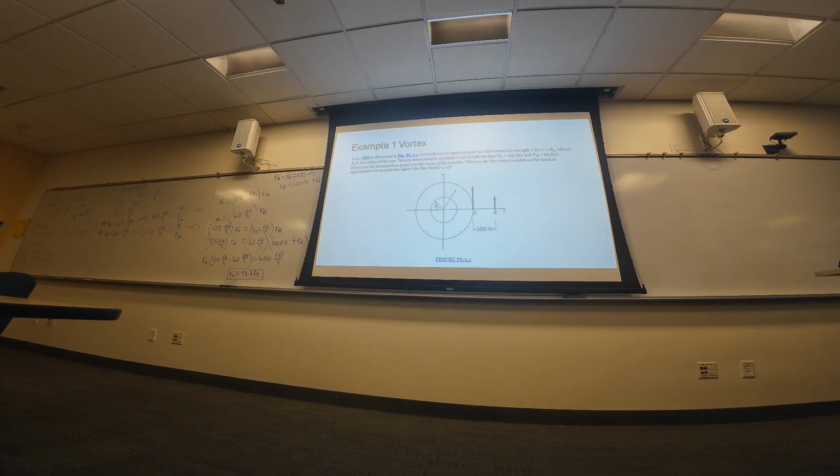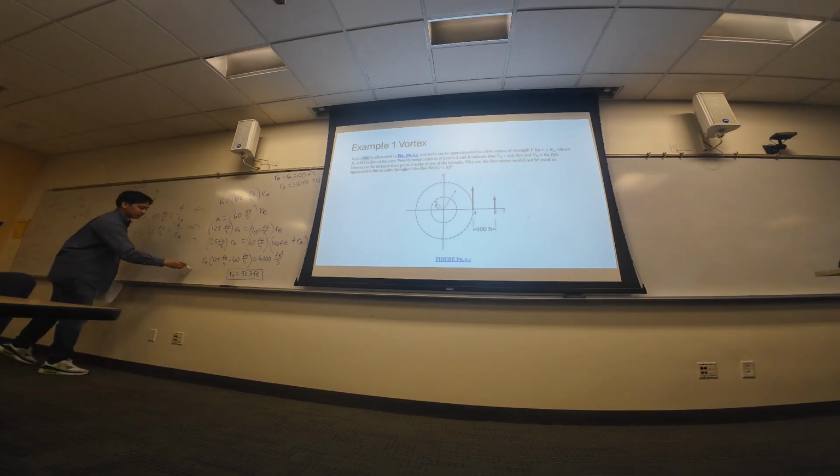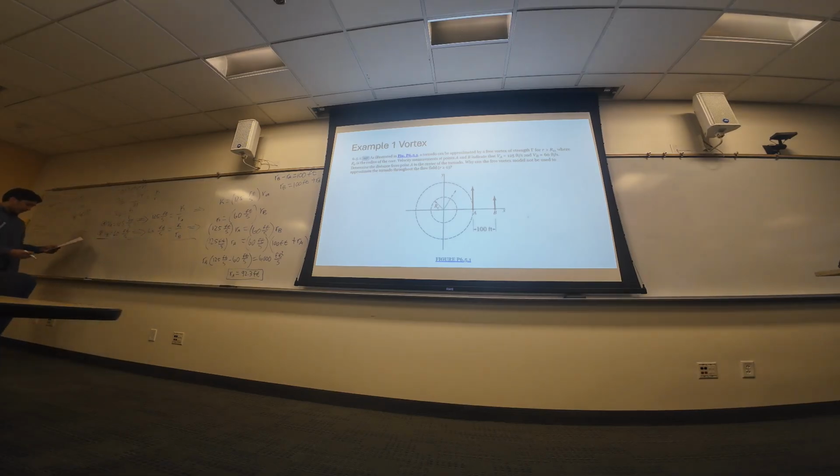Okay, and then it's asking, why can this free vortex model not be used to approximate the tornado throughout the flow field? And essentially, why is that? Because, and a reminder, a free vortex means irrotational flow, and there's no external forces or torque. So the main reason is, right, if this is V theta equals K over R.